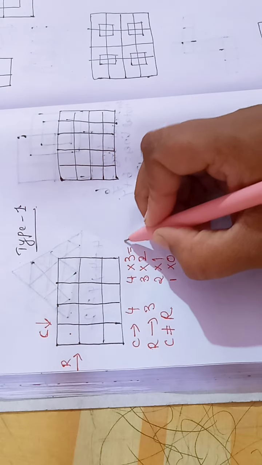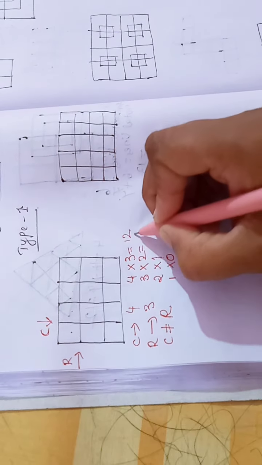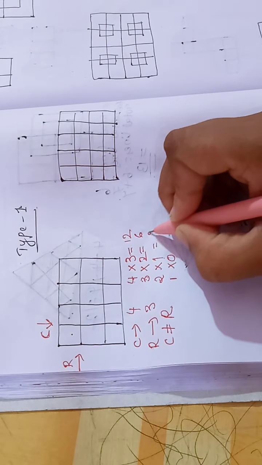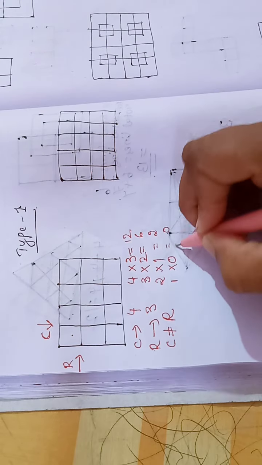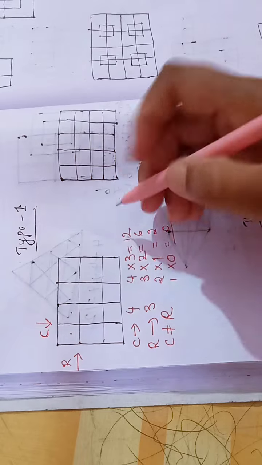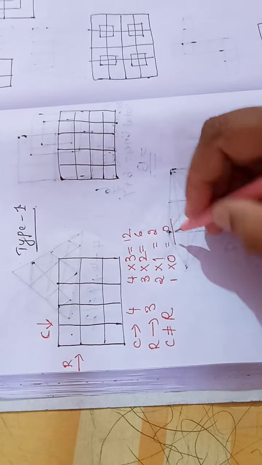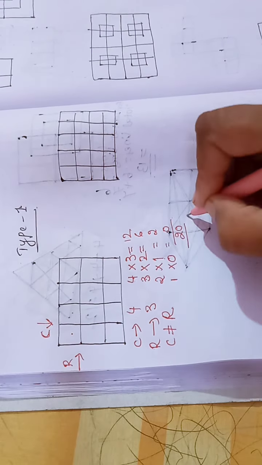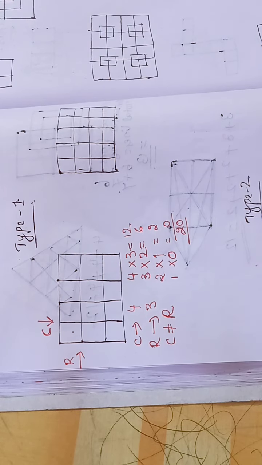So now multiply it. 4 3s are 12. 3 2s are 6. 2 1s are 2. 1 zeros are 0. Now 12 plus 6, 18. 18 plus 2, 20. So 20 squares are present here.